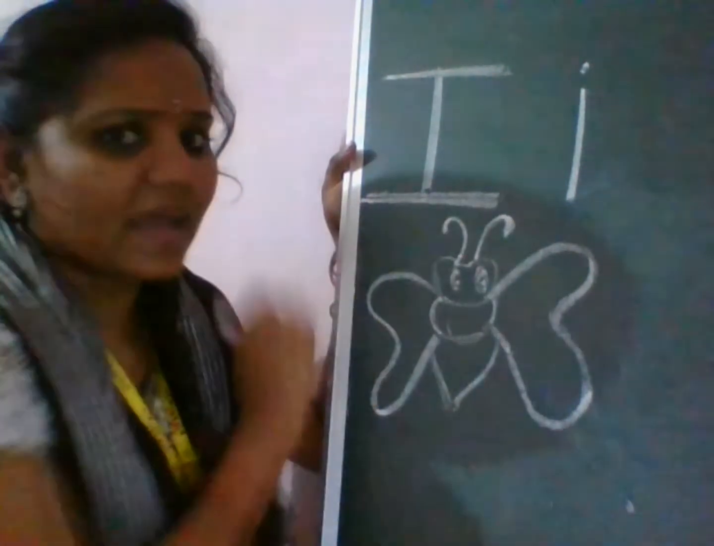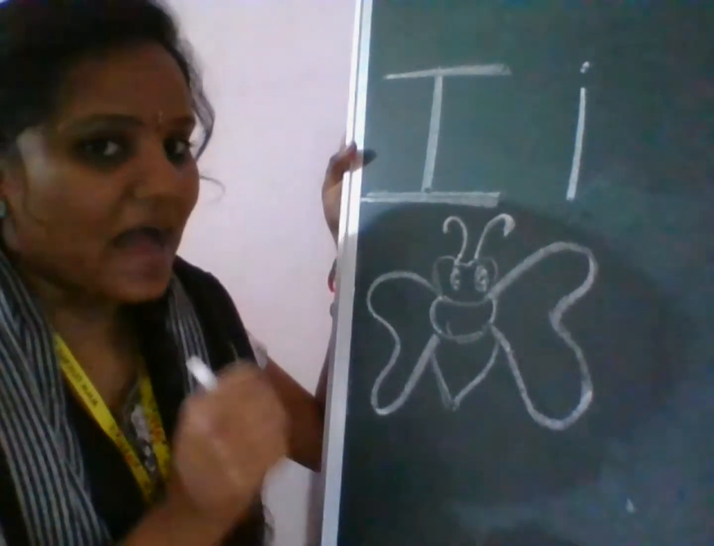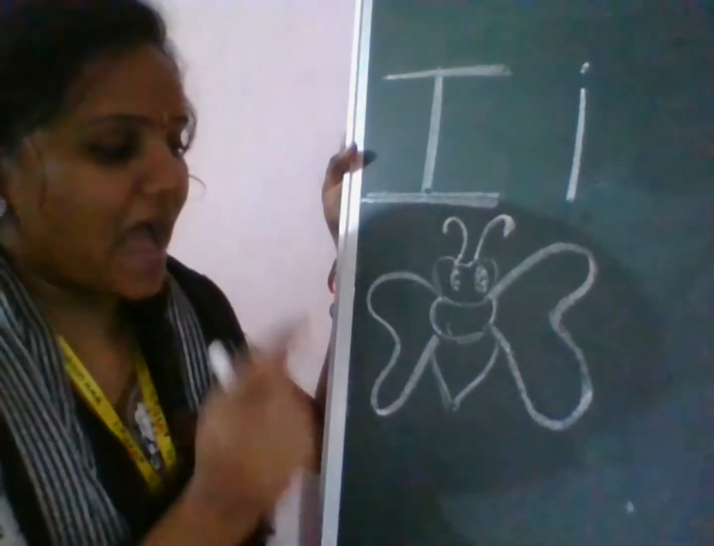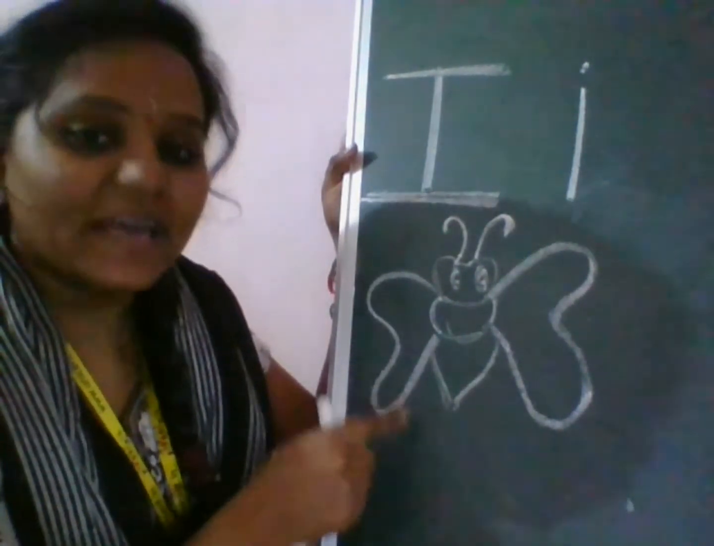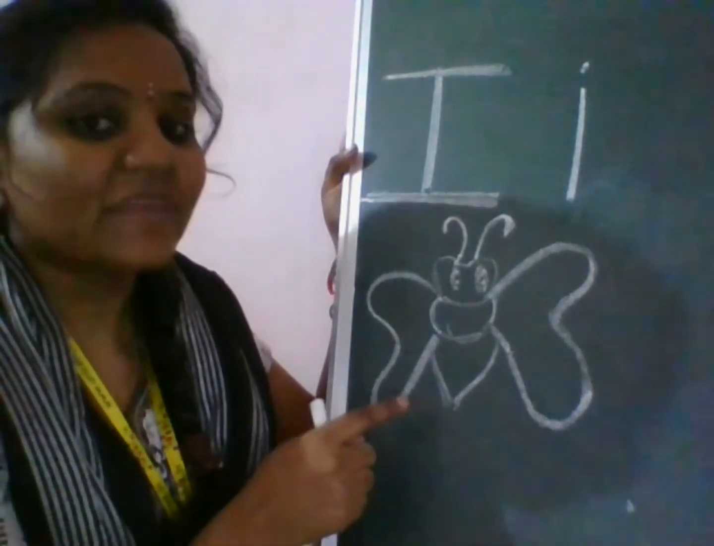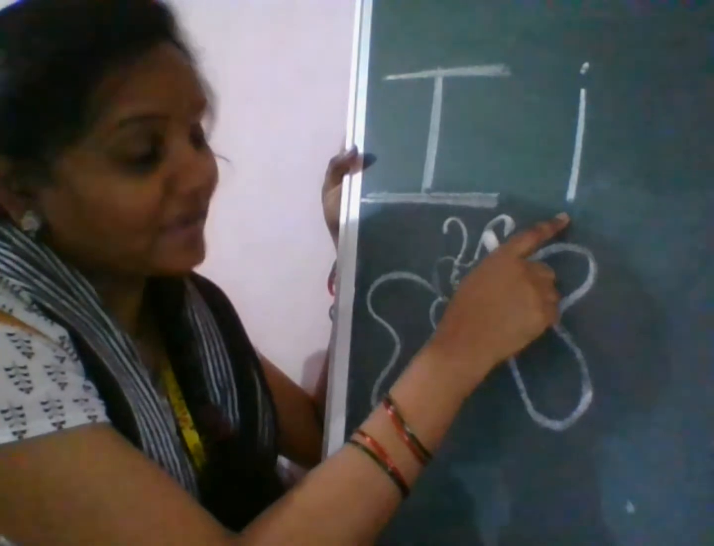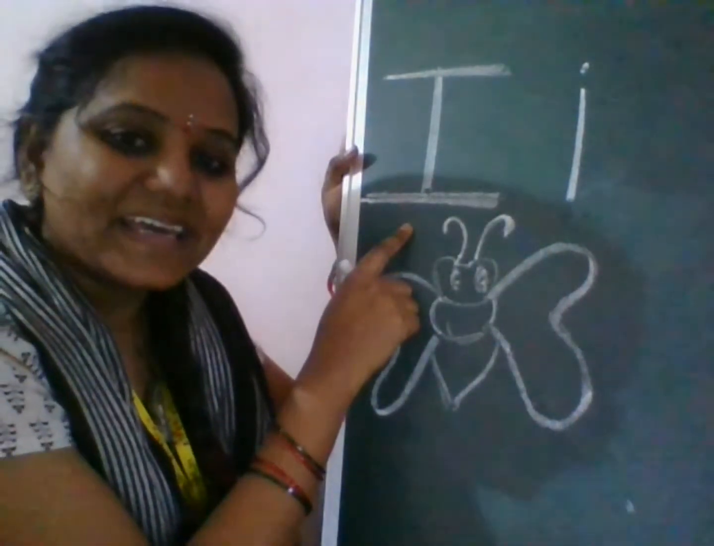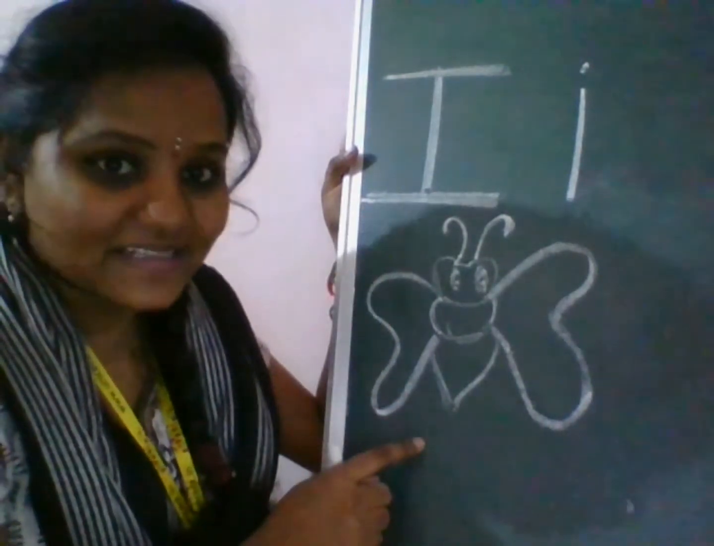What is the sound of I? E. I as E. I for insect. Butterfly is an insect. I for insect. Capital I, small I. I as E. What is the sound of I? E. I for insect.